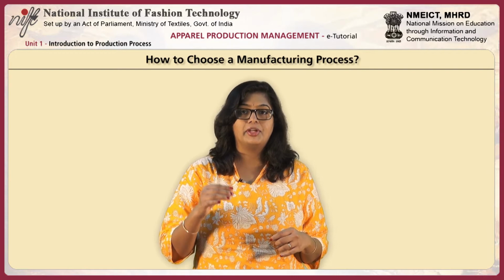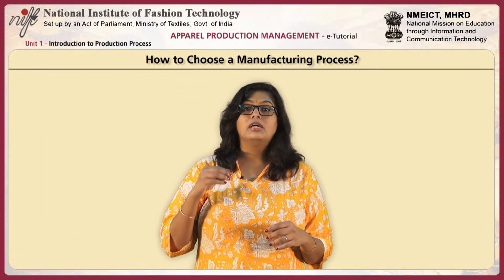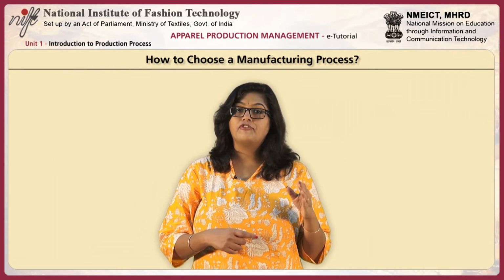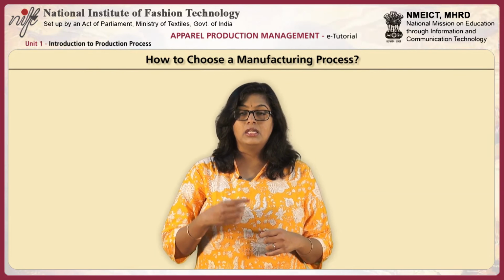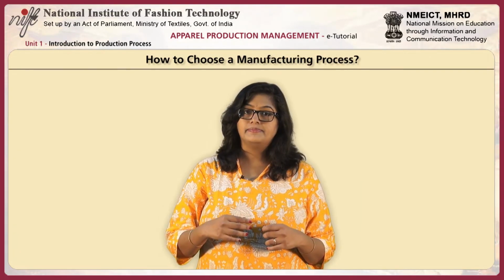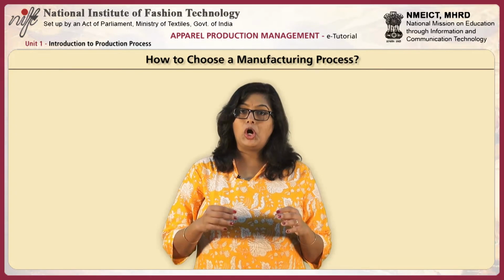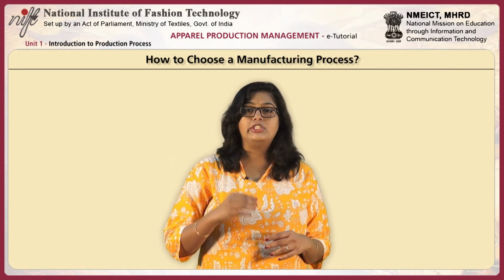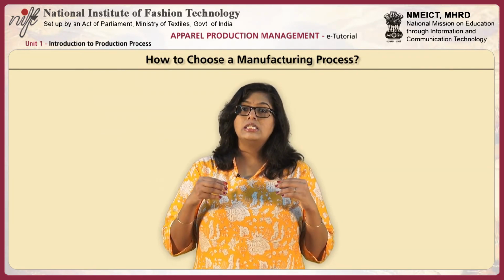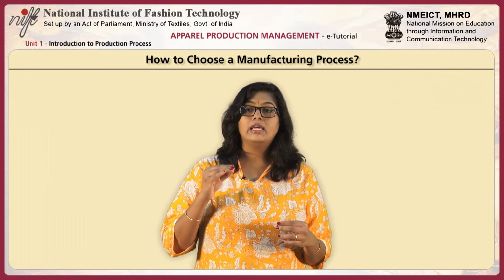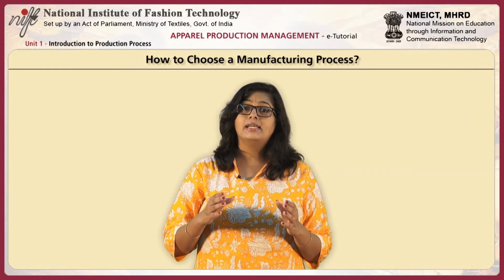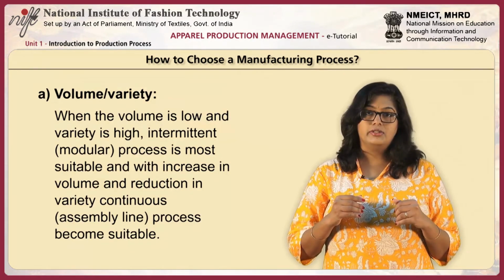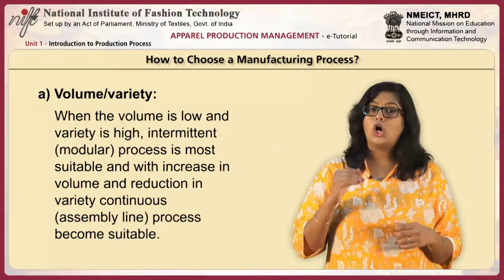Choice of manufacturing processes depend on the following factors. The first one being volume or variety, capacity of the plant, lead time or throughput time, flexibility and efficiency, WIP, that is work in process, and skill availability. Let us first look into volume or variety.